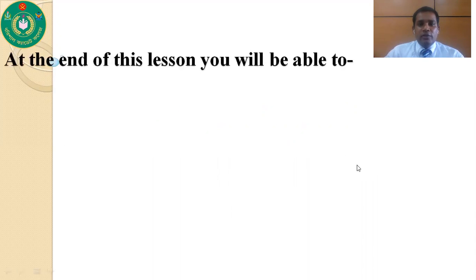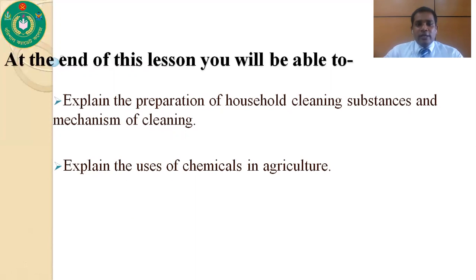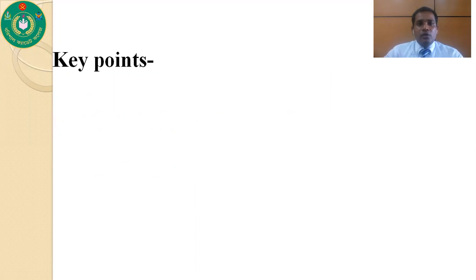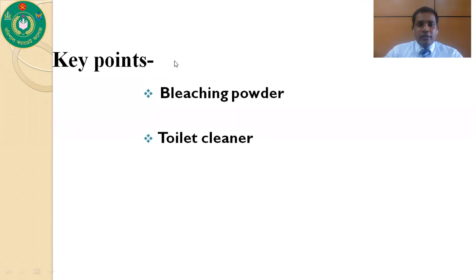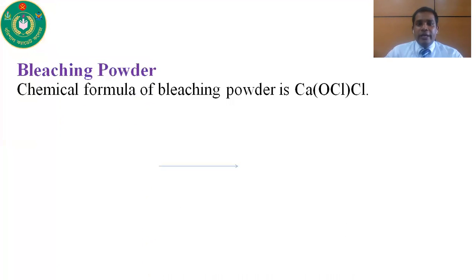At the end of this lesson you will be able to explain the preparation of household cleaning substances and the mechanism of cleaning, and you can also explain the uses of chemicals in agriculture. So the key points of this lesson: one is bleaching powder, toilet cleaner, and glass cleaner, and the last one is chemicals used in agriculture. So the first one is bleaching powder.